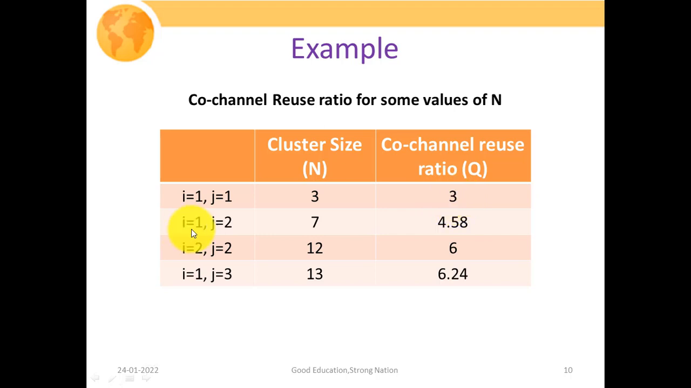Again, if the value of i is equal to 1 and j is equal to 2, this gives us the cluster size value 7, and the co-channel reuse ratio can be evaluated as square root of 7 times 3, that is square root of 21, which turns out to be 4.58. Similarly for i equal to 2 and j equal to 2, and i equal to 1 and j equal to 3. So these are the typical values of your cluster size and co-channel reuse ratio.